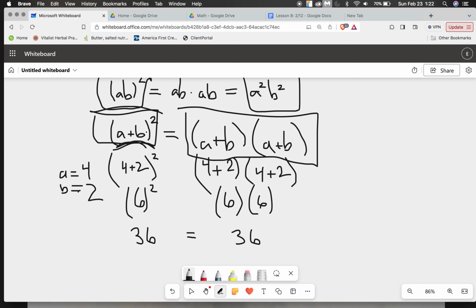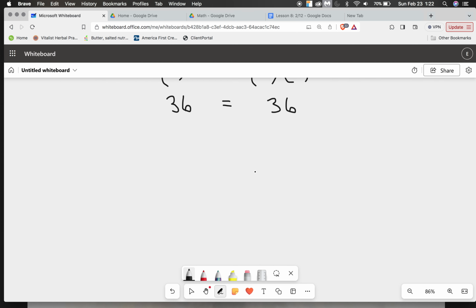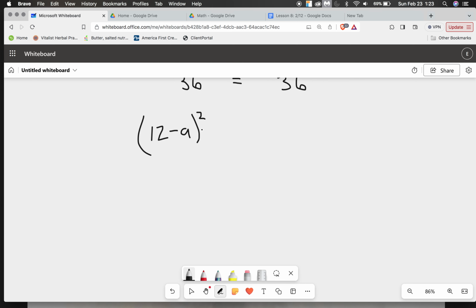Alright, so we're going to do one additional problem, and that is 12 minus A squared. Alright, so work through that one if you can. You want to write it without parentheses or without an exponent.